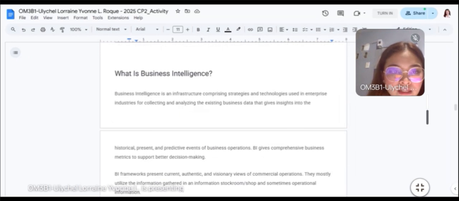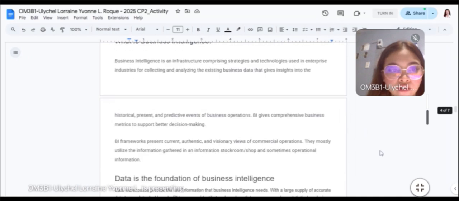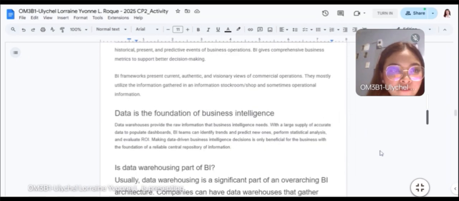Business intelligence is an infrastructure comprising strategies and technology used in enterprise industries for collecting and analyzing the existing business data that gives insights into the historical, present, and predictive events of business operations. BI gives comprehensive business metrics to support better decision making. BI also frameworks present, current, authentic, and visionary views of commercial operations. They mostly utilize the information gathered in an information stockroom or shop, and sometimes operational information.